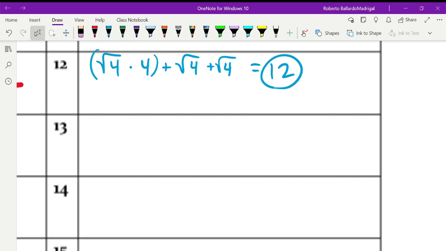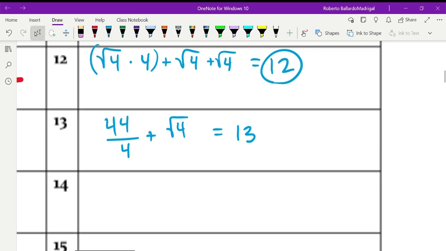13. Let me check in with Icarus group. 13. Do we get 13? Okay. The square root. 1, 2, 3, 4. That's 11 plus 2, which is 13. Excellent. Yeah, good job. That works out.